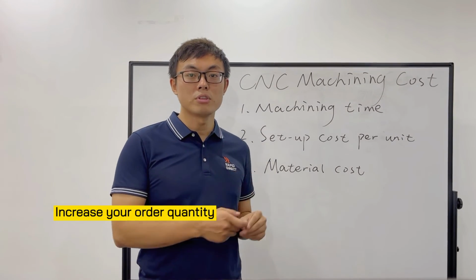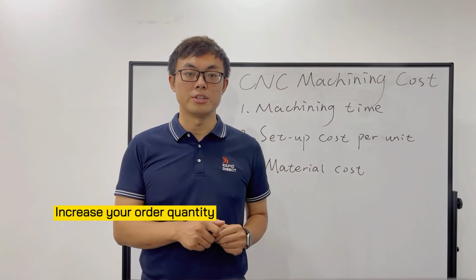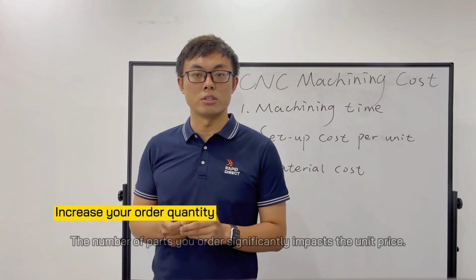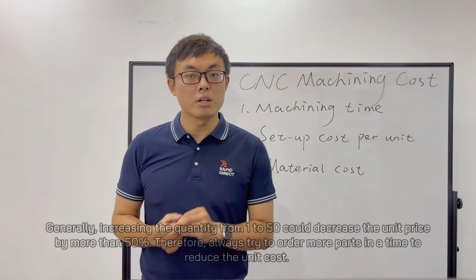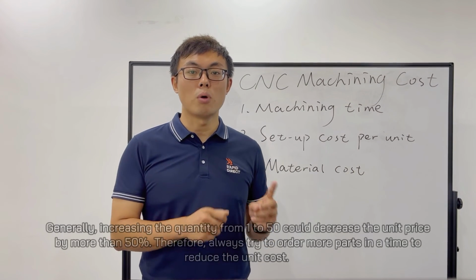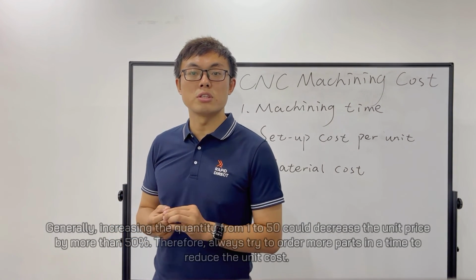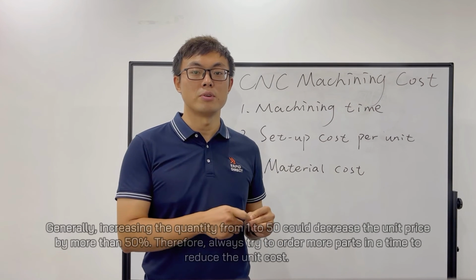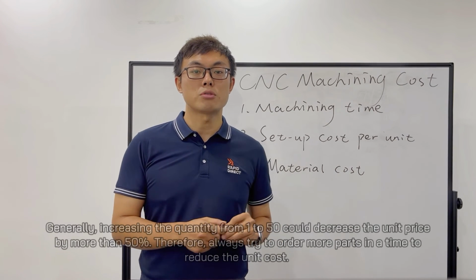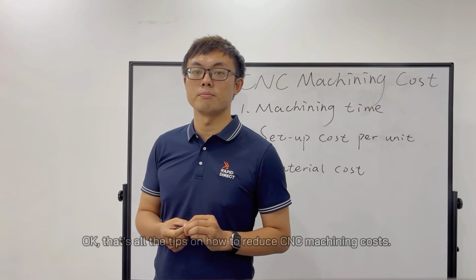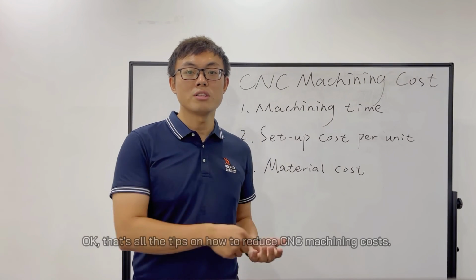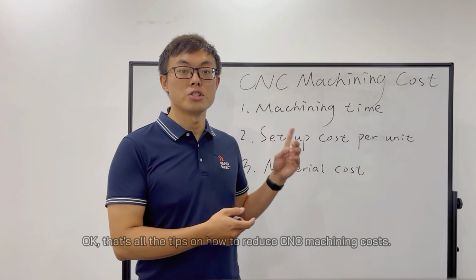Finally, it's an important tip to increase your order quantity. The number of parts you order significantly impacts the unit price. Generally, increasing the quantity from 1 to 50 could decrease the unit price by more than 50%. Therefore, always try to order more parts at a time to reduce the unit cost. Okay, that's all the tips on how to reduce CNC machining cost.